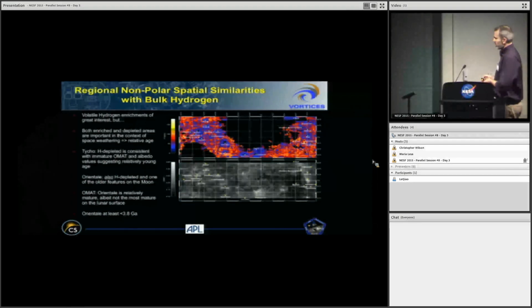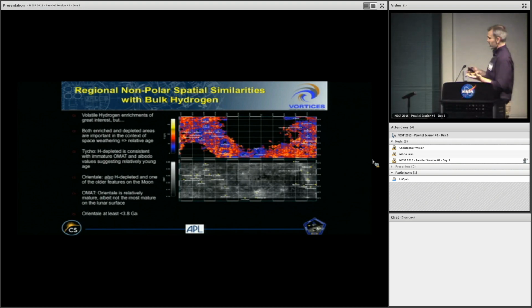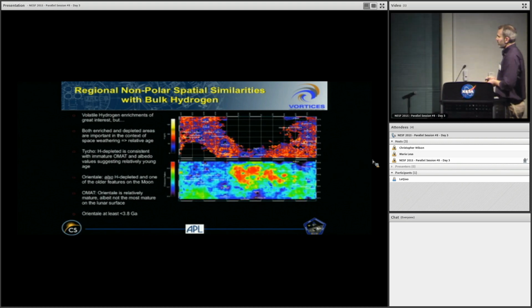But Orientale, for instance, kind of blends in with its surroundings, and in maturity it does to a certain degree as well. However, in the hydrogen maps, it just sticks out. It's this very apparent hydrogen depletion, which suggests that it's a very young area. However, Orientale and Tsiolkovsky are some of the oldest areas on the surface of the Moon, even though they're younger basins and craters. So this was a peculiarity, but as you can see, as we go into the CF feature, some of these things start popping out again.